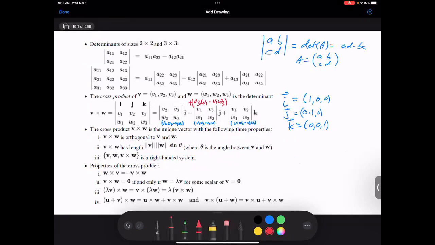The next one is lambda V cross W is V cross lambda W is lambda times V cross W. Well, that makes sense. I'm basically just rescaling one of the vectors. And we've seen that the formula has to be proportional to the length of the vector. The last one is really interesting. What law is the last one? U plus V cross W is U cross W plus V cross W. Distributive.